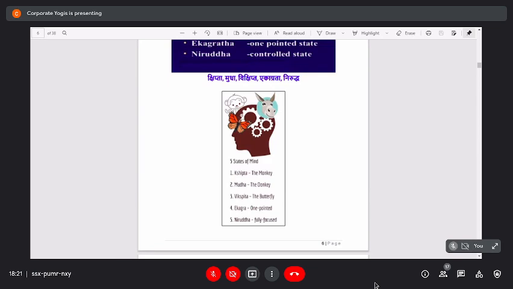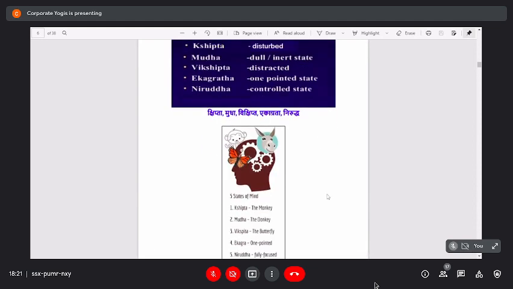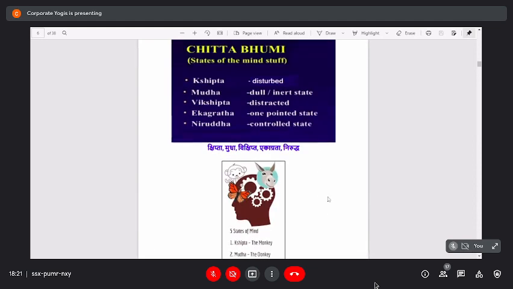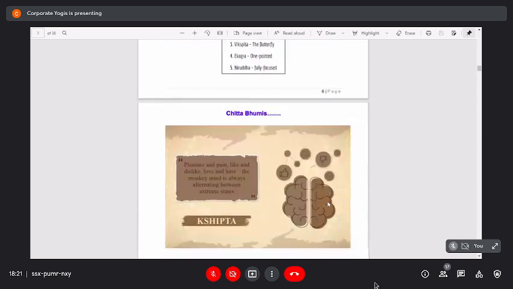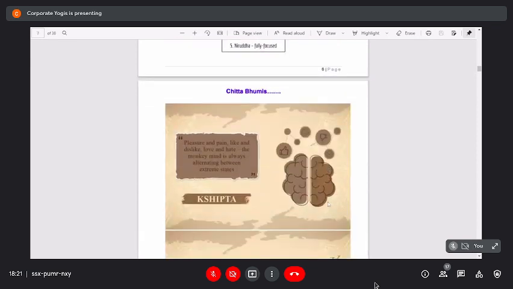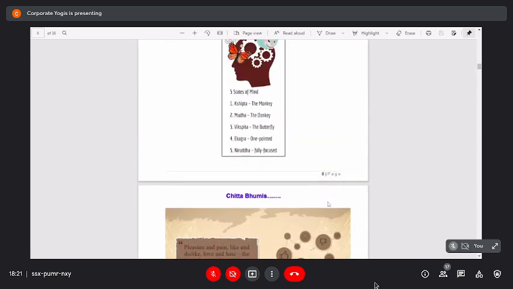So when you are in Kshipta, that means your mind is like a monkey. Okay, so it's completely disturbed. Sorry. So when you're Mudha, then it's called a donkey. So Mudha is a donkey. You are completely in a kind of donkey stage. That means you are completely standstill. You don't feel like doing anything.